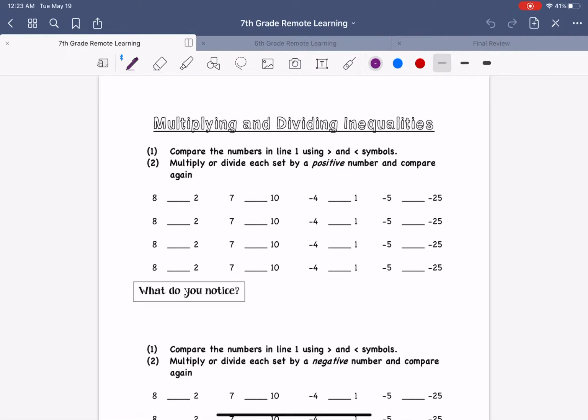Hi friends, we are going to talk today about what happens when we take an inequality and we multiply or divide by a negative, because something very special happens. So to start out, we're just going to talk about positives.